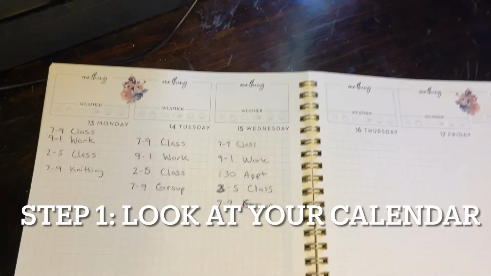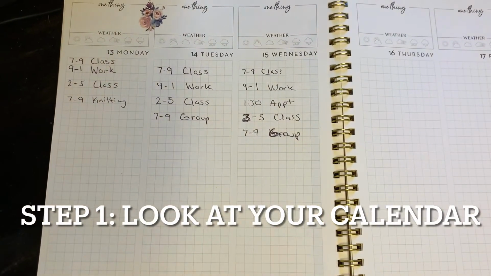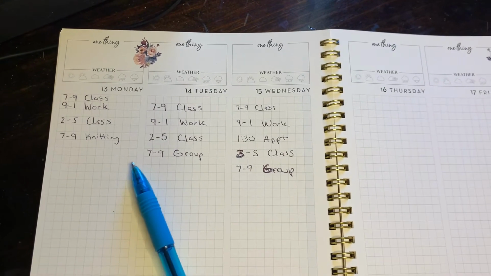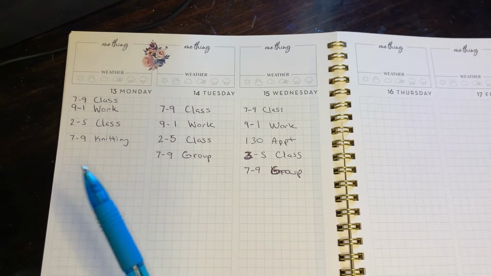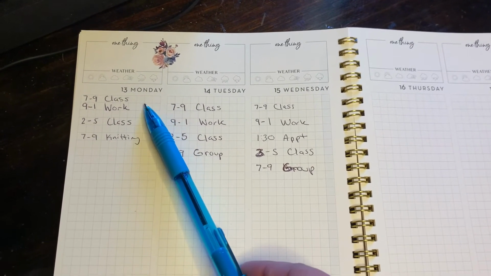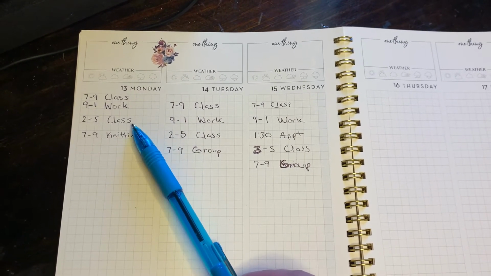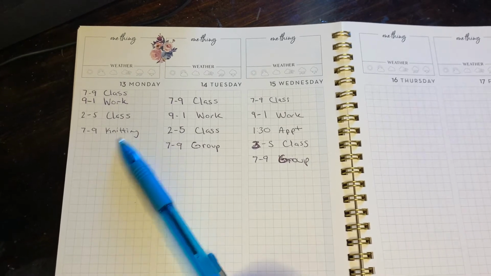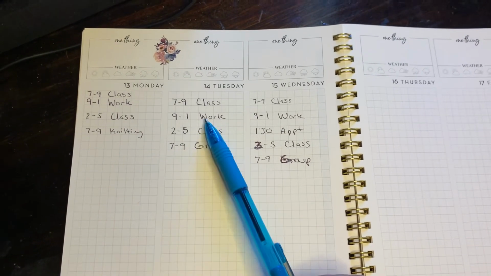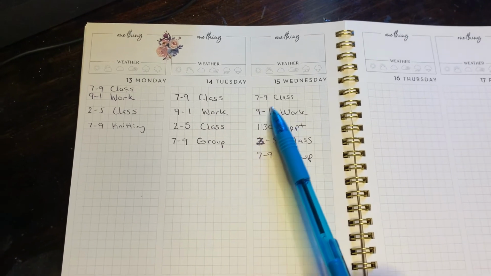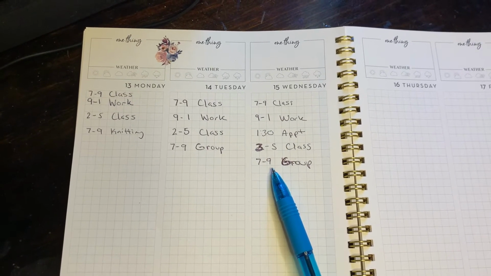All right, so we're at step 1, which is looking at our calendar, and I just kind of threw this calendar together. This is what I'm looking at the week of September 13th. And as you can see, I have a class early in the morning, I have work, I have a class in the afternoon, and I've given myself some knitting time in the evening. But that's just on Monday. On Tuesday, I don't have time for knitting. On Wednesday, I don't have time for knitting.